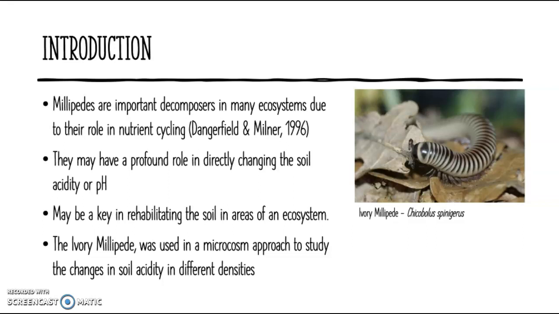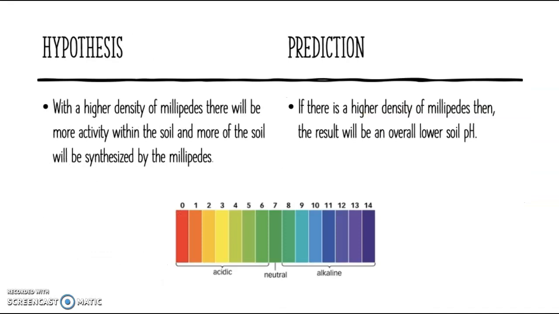The ivory millipede was used in a microcosm approach to study the changes in soil acidity in different densities. I chose this species mostly because I already have them at home. My hypothesis was that with a higher density of millipedes, there will be more activity within the soil, and more of the soil will be synthesized by the millipedes. Consequently, my prediction was that if there is a higher density of millipedes, then the result will be an overall lower soil pH.